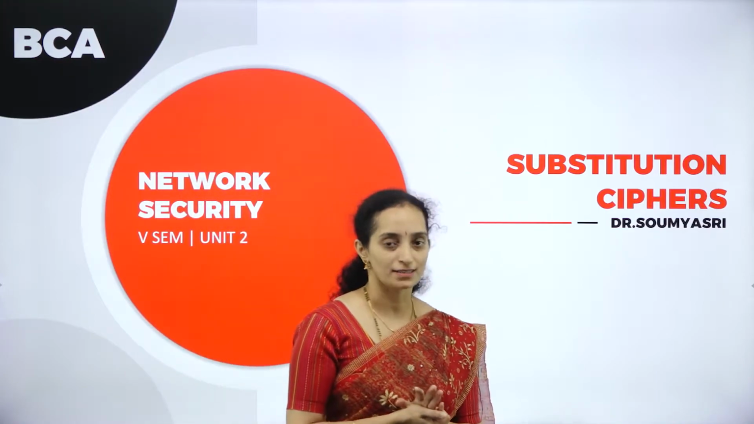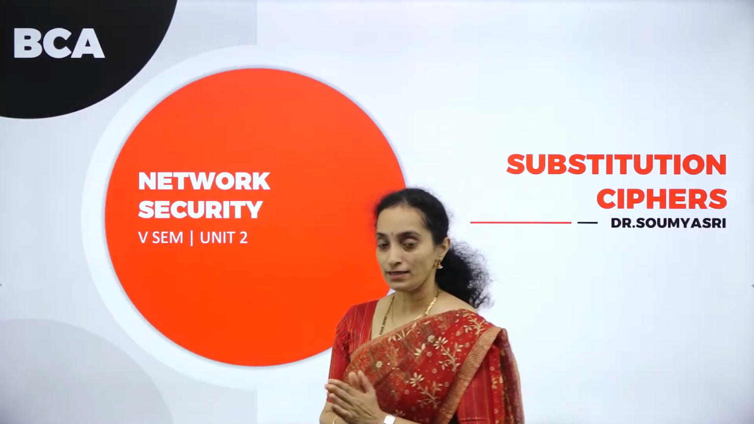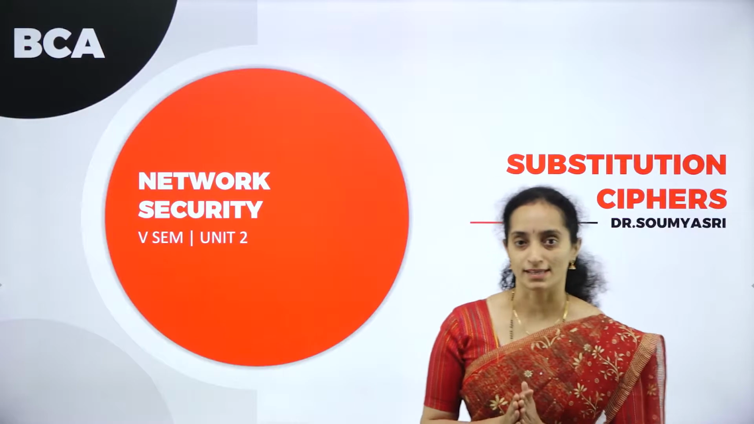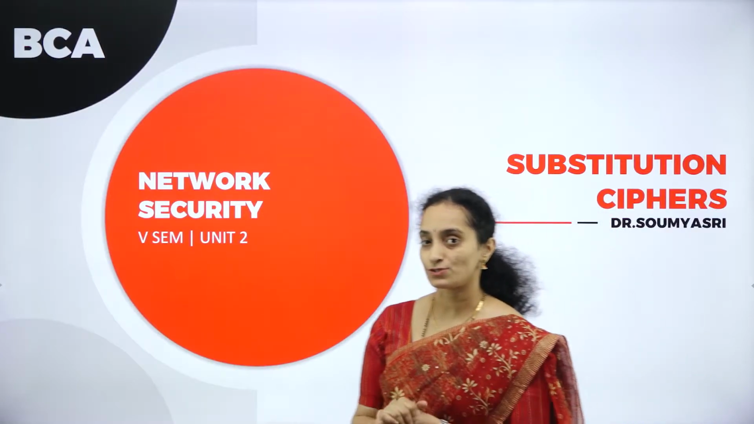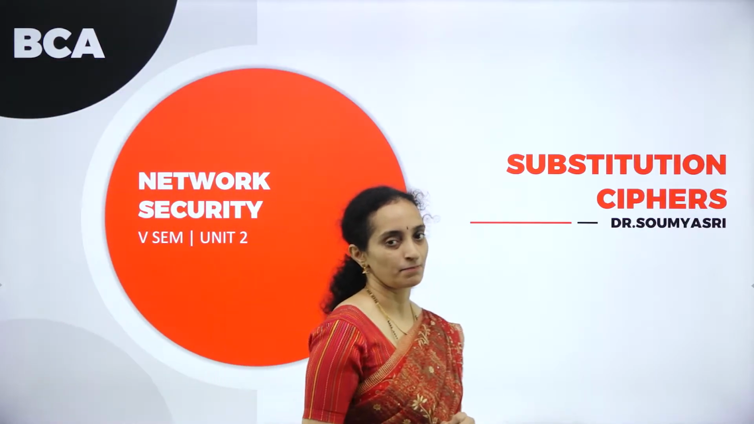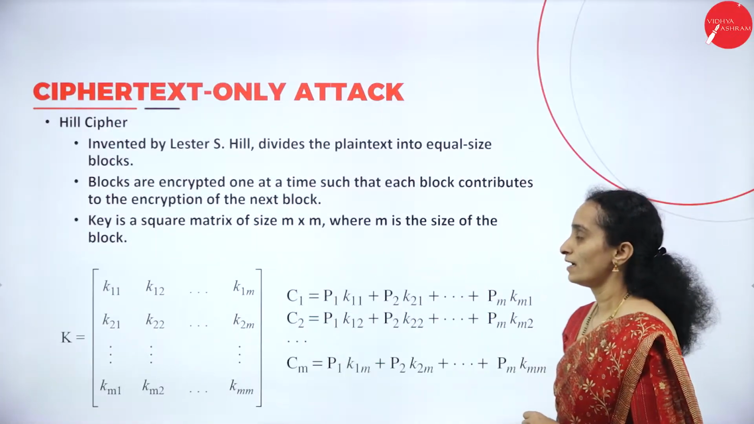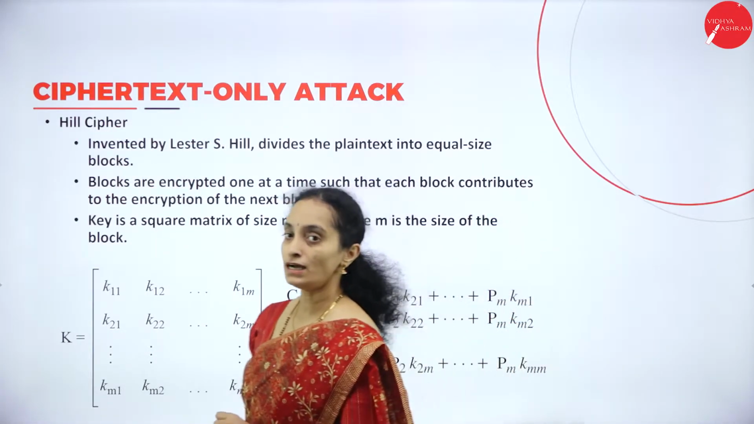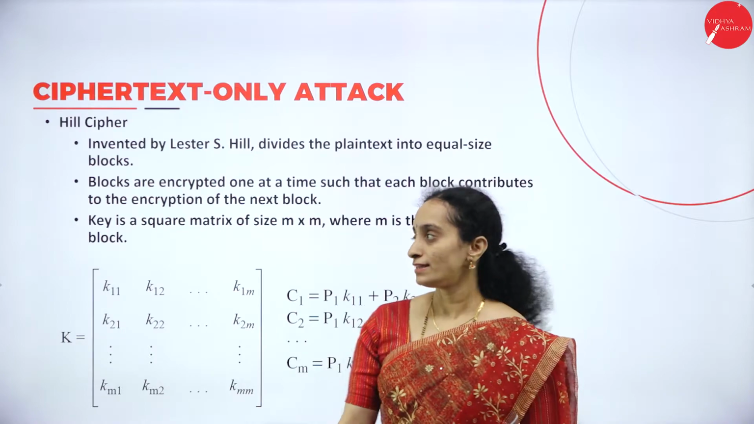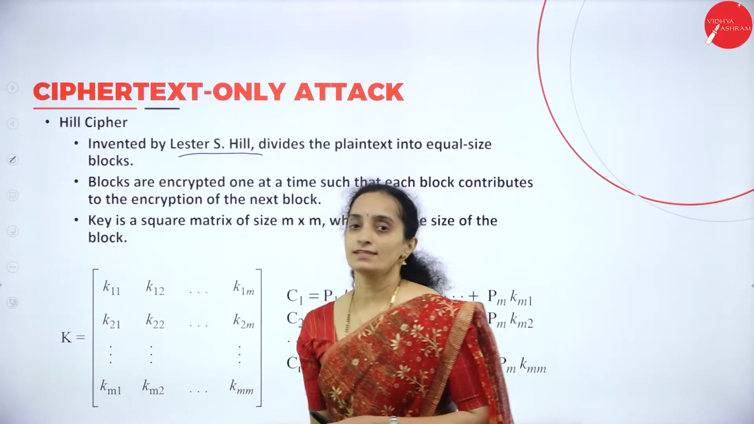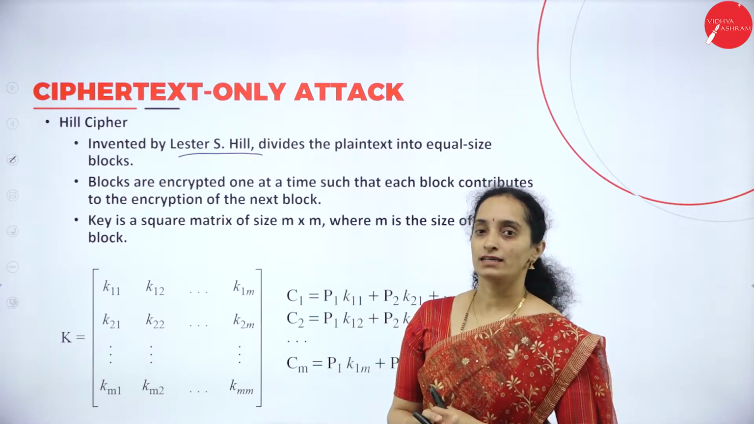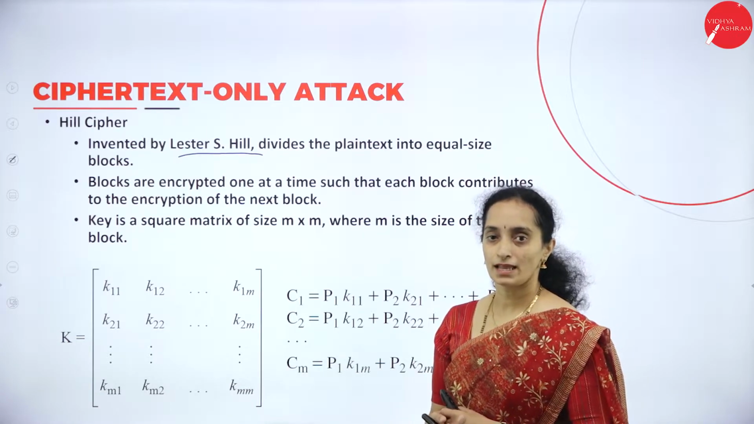In this session, I'm going to explain the last kind of cipher in the substitution cipher. May not be last, we have another cipher, but this is the last but one cipher method that is used in the substitution cipher method, the polyalphabetic cipher method. This cipher method is called the Hill cipher. Why it is called the Hill cipher is because of the scientist Lester Hill. Because of this scientist, this encryption method has been called the Hill cipher.